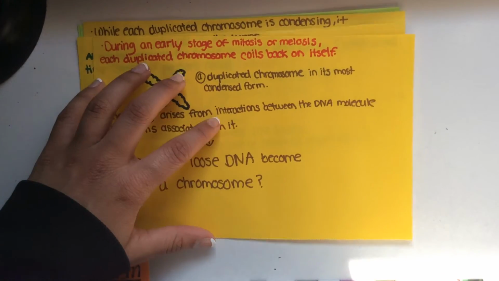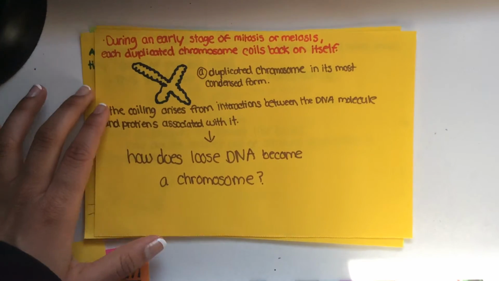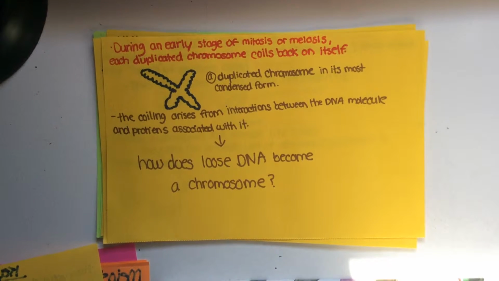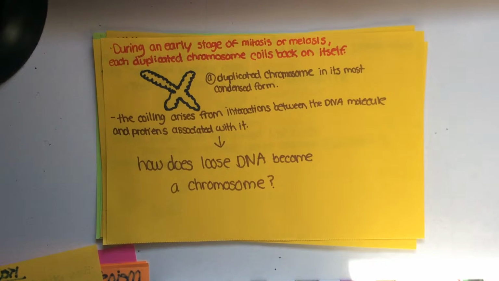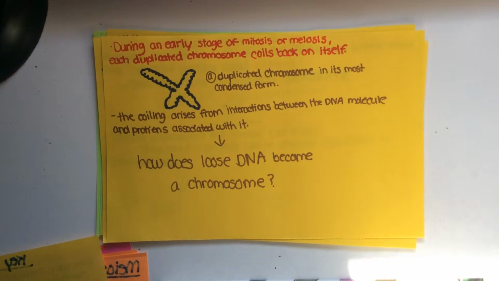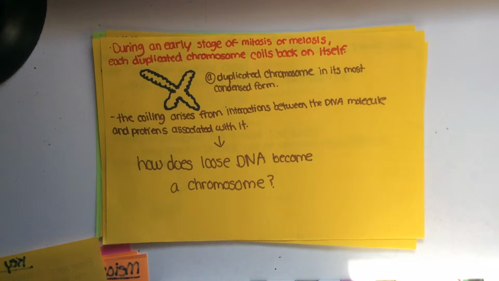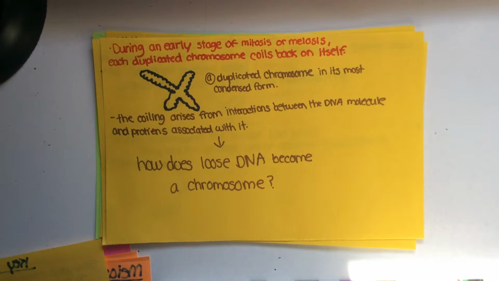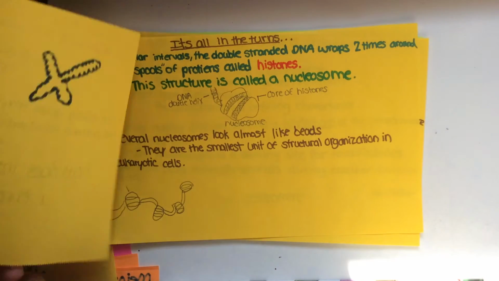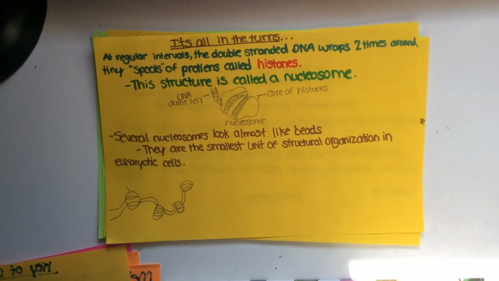During an early stage of meiosis or mitosis, each duplicated chromosome coils back on itself. A duplicated chromosome in its most condensed form is shown right there. The coiling arises from interactions between the DNA molecule and proteins associated with it. So how does loose DNA become a chromosome? It's all in the turns.